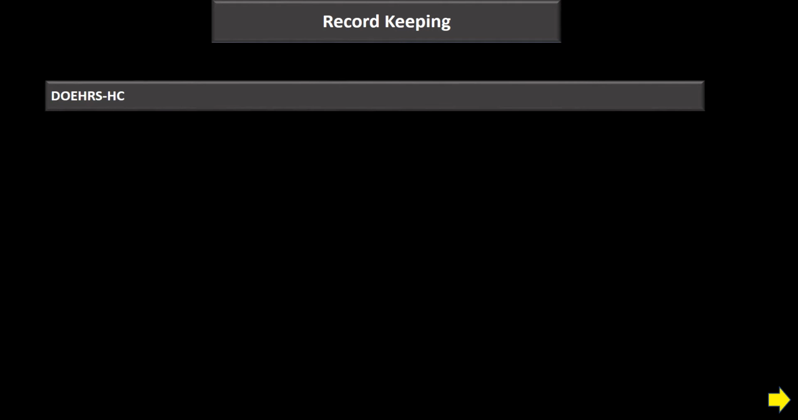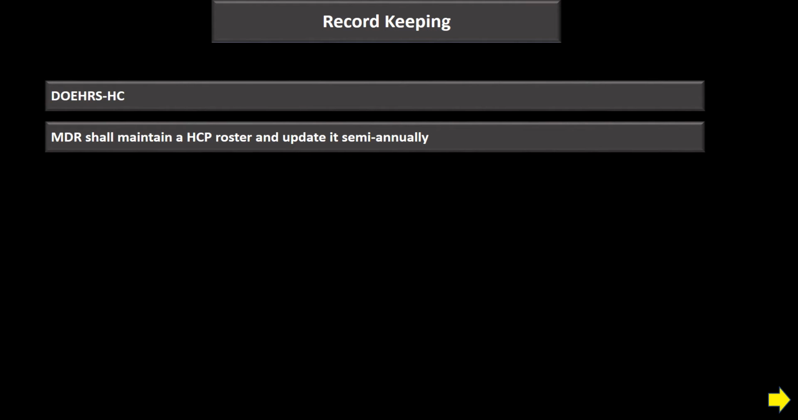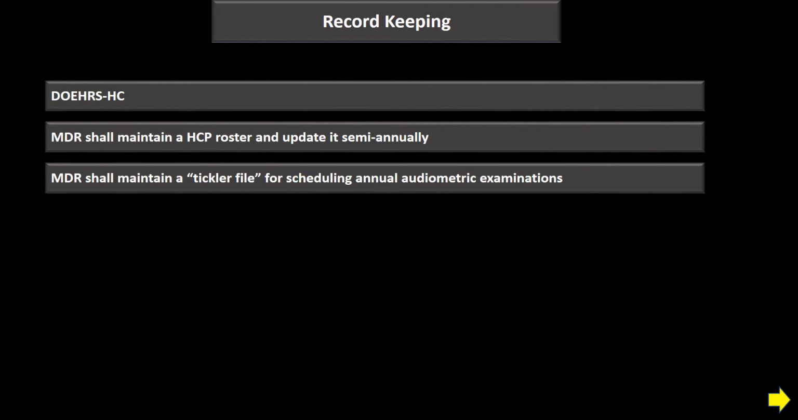The hearing conservation program will include entries into the Defense Occupational Environmental Readiness System for hearing conservation. This is where we're going to document and input all the annual audiograms that we do. The medical department representative needs to maintain a hearing conservation program roster and update that roster semi-annually. They also need to maintain a tickler file so they can schedule these annual audiograms, these annual audiometric examinations.